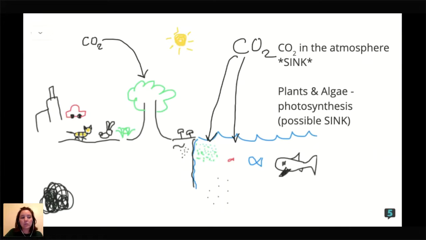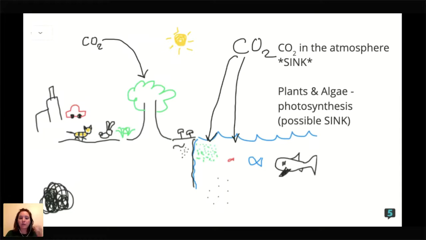All right, so to start off with our carbon cycle, the biggest sink or reservoir of carbon is the atmosphere. We have lots of carbon dioxide floating around in the atmosphere. We say lots, but really it's less than 1% of the total types of gases that are in the atmosphere.